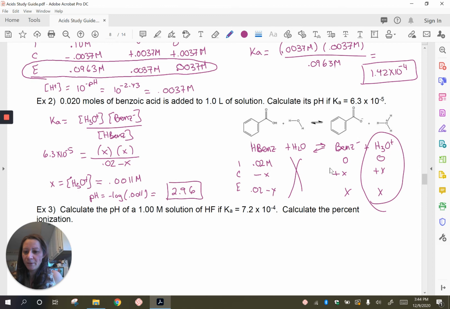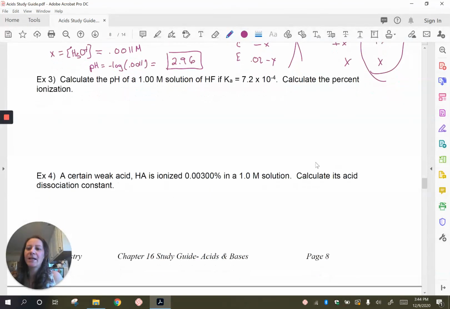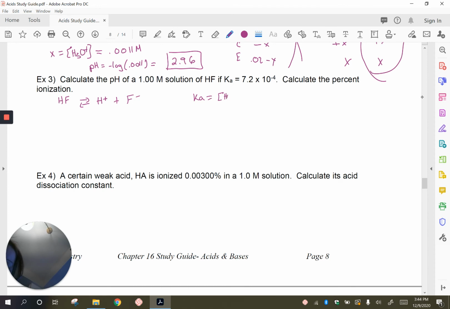Let's try number 3. It says calculate the pH of a 1 molar solution of HF if Ka is 7.2 times 10 to the negative fourth, and then also calculate the percent ionization. So we're going to write our dissociation of the acid first. HF dissociates into H plus and F minus. I'm going to go ahead and write my K expression. H plus concentration times the F minus concentration over the HF concentration.